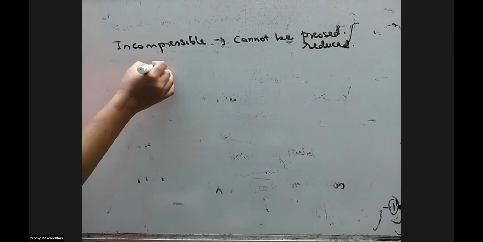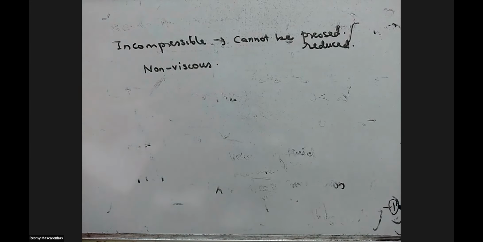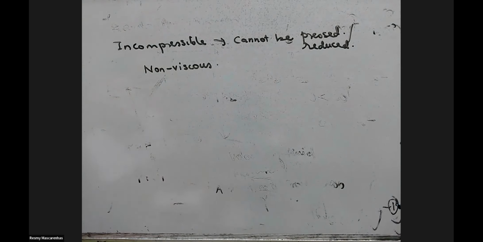And non-viscous. Viscous means what? Like thick. If you compare water and honey, if you pour water in a glass, it will fall fast. It's non-viscous. But honey, if you're trying to pour, it will take some time. It's a little bit thick. So that is called viscous. It should not be viscous in nature. It should be non-viscous, normal flow.